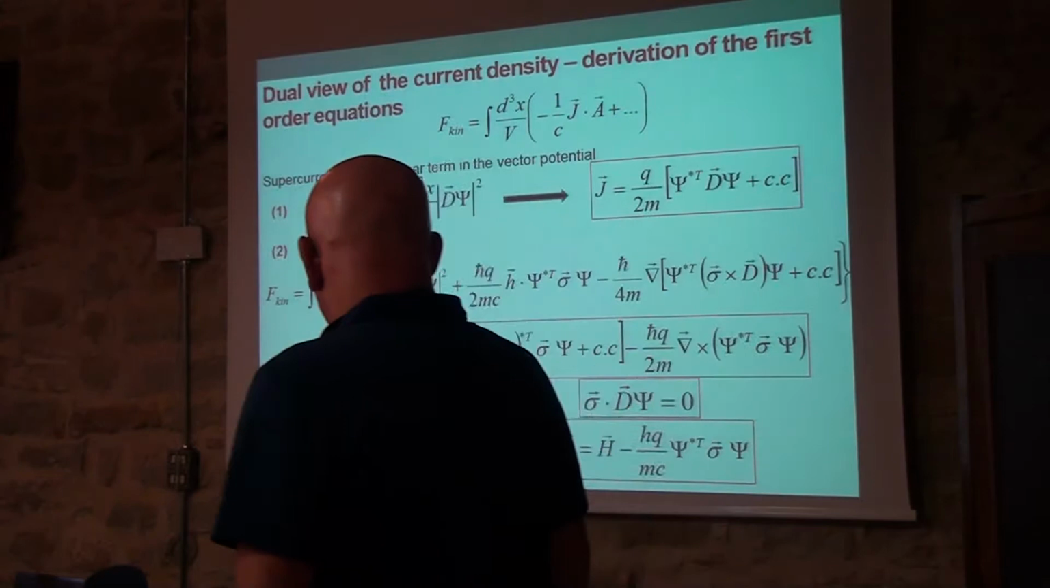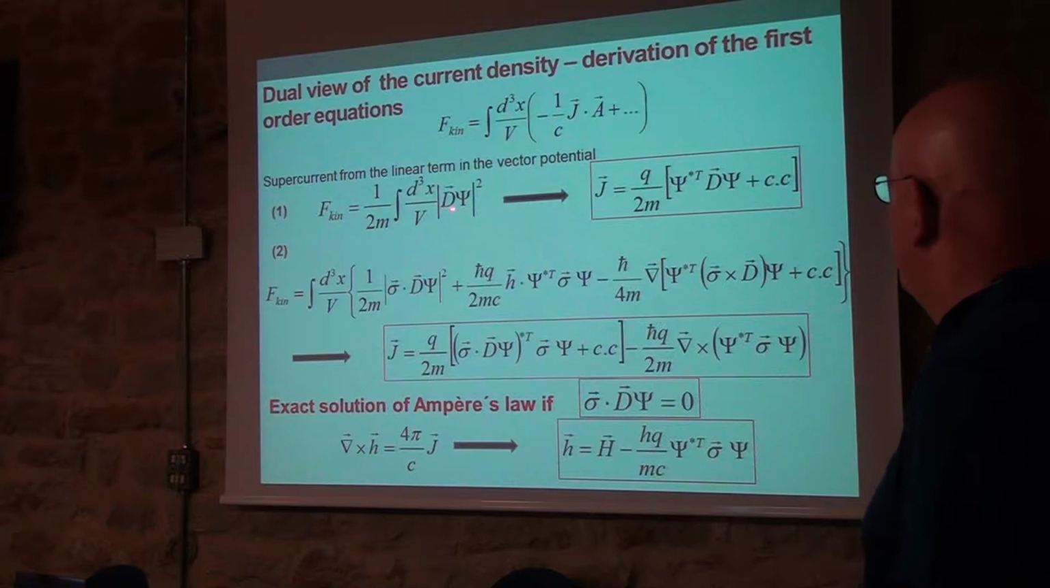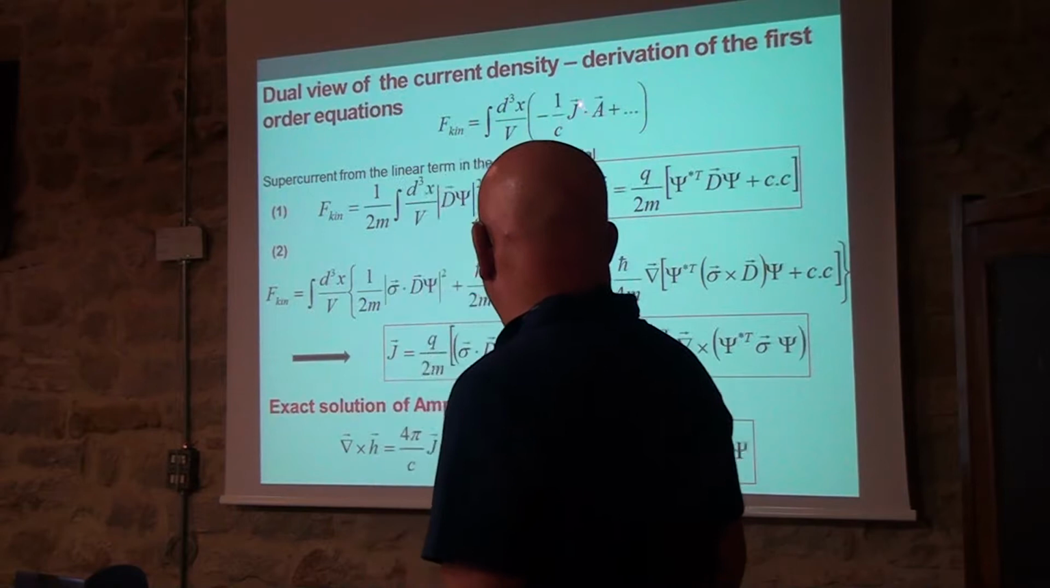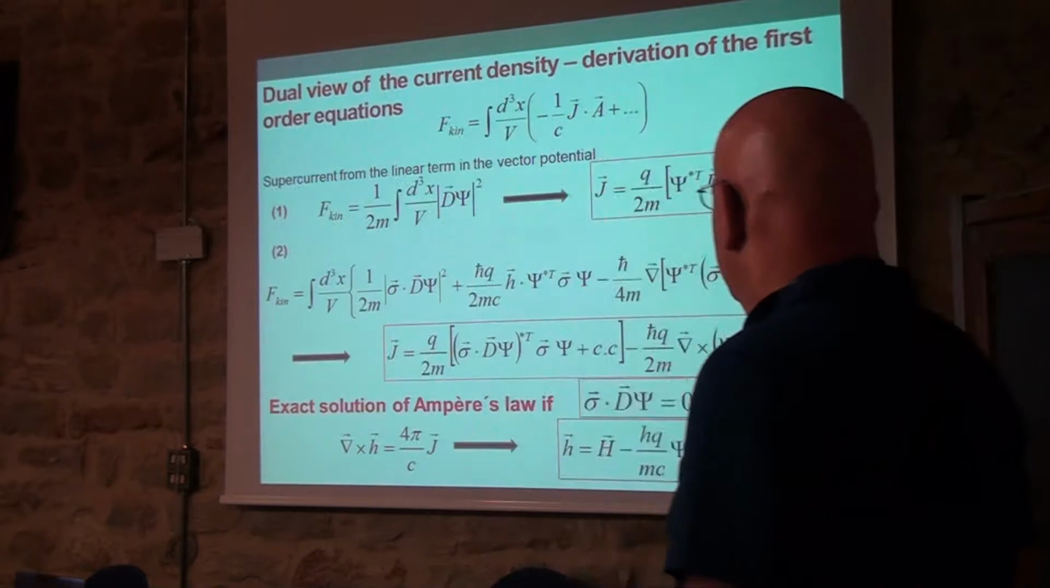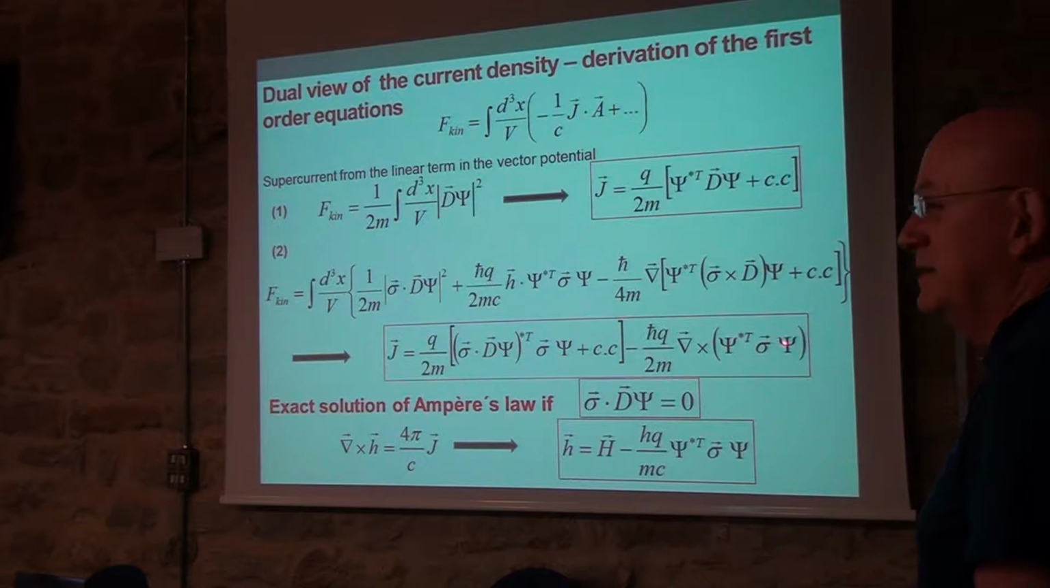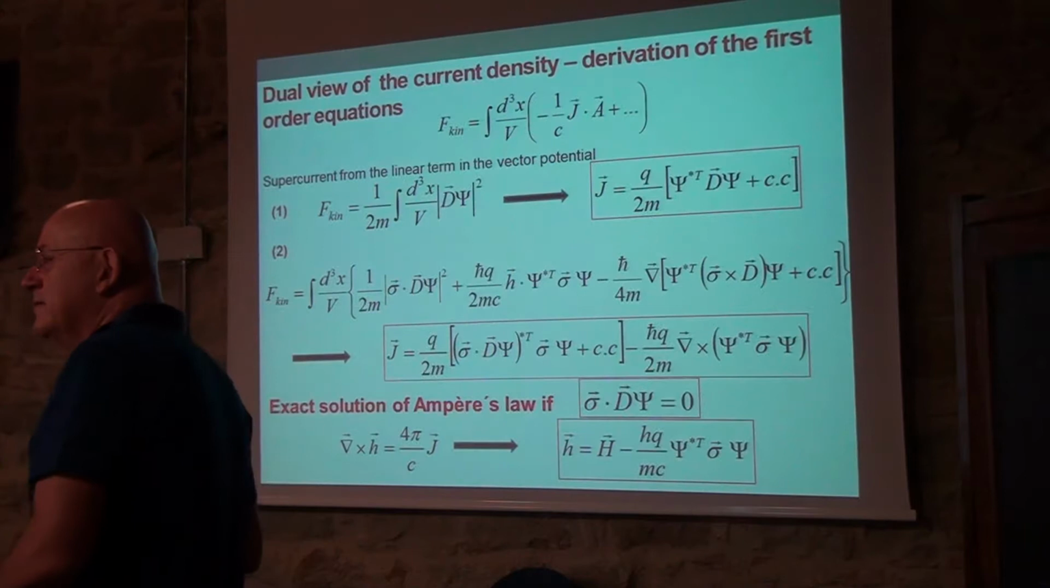But the fact is that I have a dual view of the kinetic energy, and a dual view of the current, the supercurrent. That's the kinetic energy, the usual one. And if you want to know the current, you just expand linearly in the vector potential. What you get is the well-known expression for the current. However, if you use this weird formulation of the kinetic energy, but equivalent to the other one, and you look at the current, you get this expression here. And that is at the heart of Abrikosov's paper for one component that I'm extending here for two components.